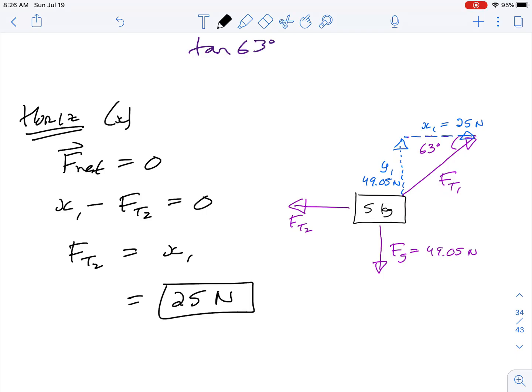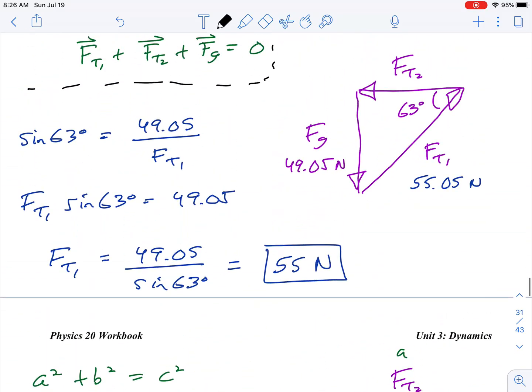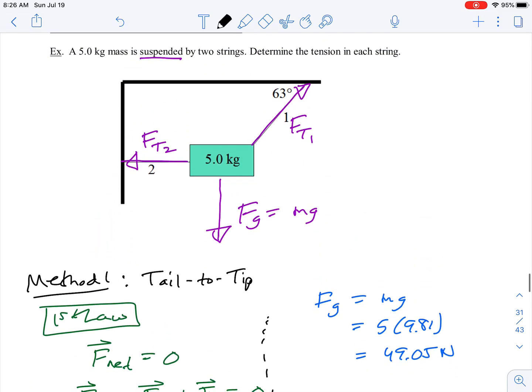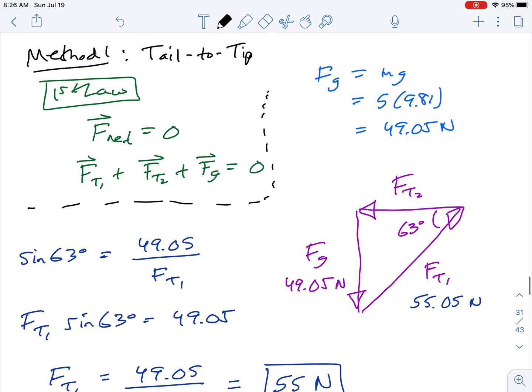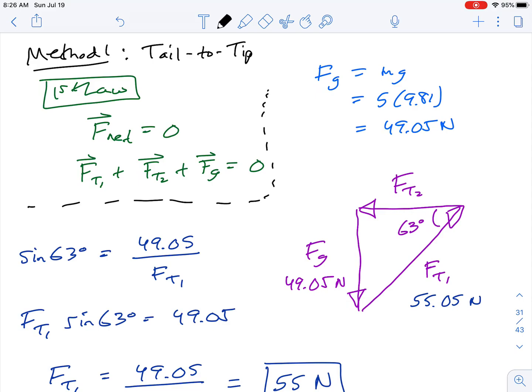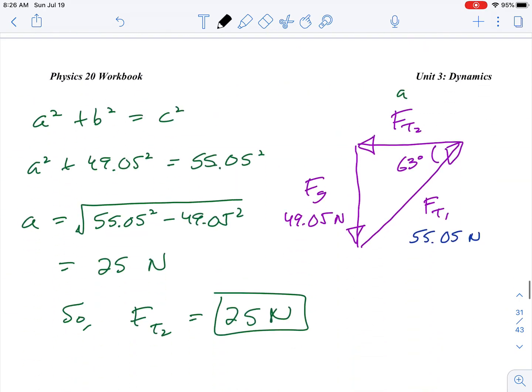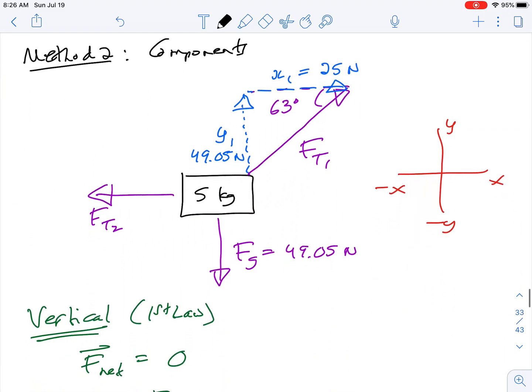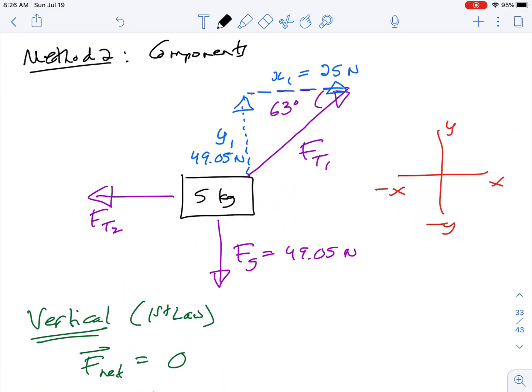Good? So just a summary here. There are two methods we can do for the suspended question. The first one is tail to tip. And I'll be honest with you, I think the most important thing about this method is, can you draw that triangle? If you can draw the triangle, I'm good. But method 2 is, I think, a better mathematical technique, because this one actually makes more sense. Students really enjoy the idea that if it's at rest and staying at rest, the vertical forces cancel out and the horizontal forces cancel out. It just makes more sense. So I'm going to encourage you to work with the components method as much as you possibly can.